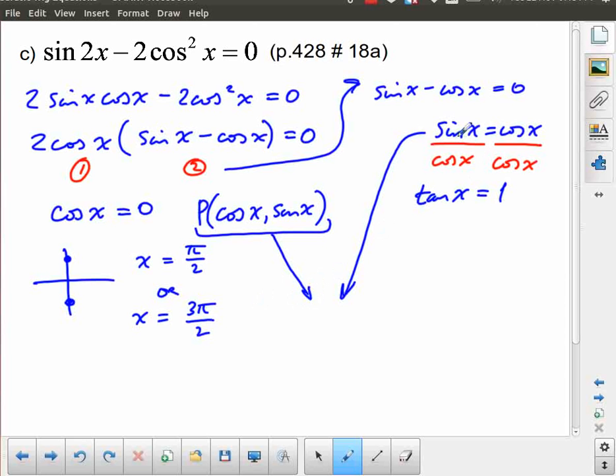So what I'm really asking here, when is sine x equal to cos x on the unit circle, is asking when is the x coordinate the same as the y coordinate. So if we look at the unit circle here, when do I have x coordinates that are the same as the y coordinates? And right there, I have the x and the y the same. And that occurs at what angle? That occurs at pi by 4.